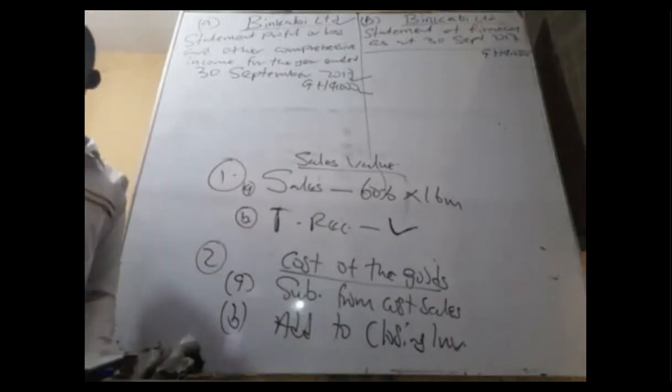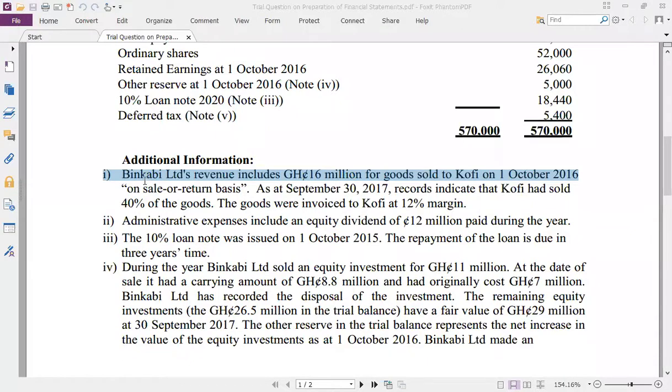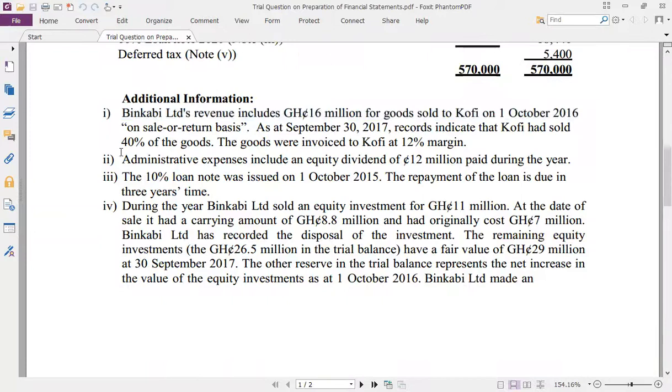We are done. Let's go to the two in that order. So here, in some condition, you just have to summarize what you've done here, small against it, or just write cost of sales, trade receivable, and inventory. That is all. Then let's do something. Note two.